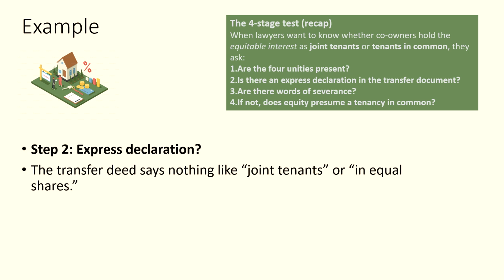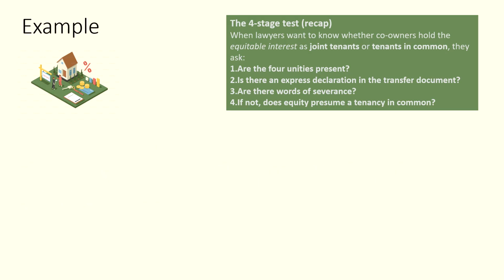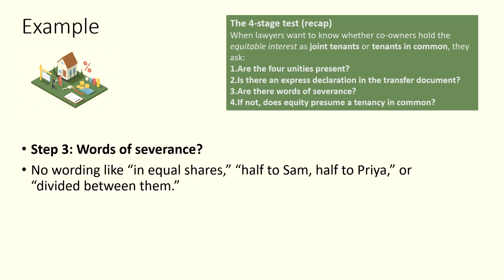In the prompt, it said that there was nothing in the transfer deeds that said anything like joint tenants or unequal shares or any specific wording. So if there's no express declaration, we just need to keep going and move on to the next stage of the test. Rights of severance, again, there wasn't any mention of allocations, who gets to own what amount of the property. There was nothing about equal shares. There was also nothing specifically about one getting more of the property because he paid a bit more towards the deposit. Nothing express at all.